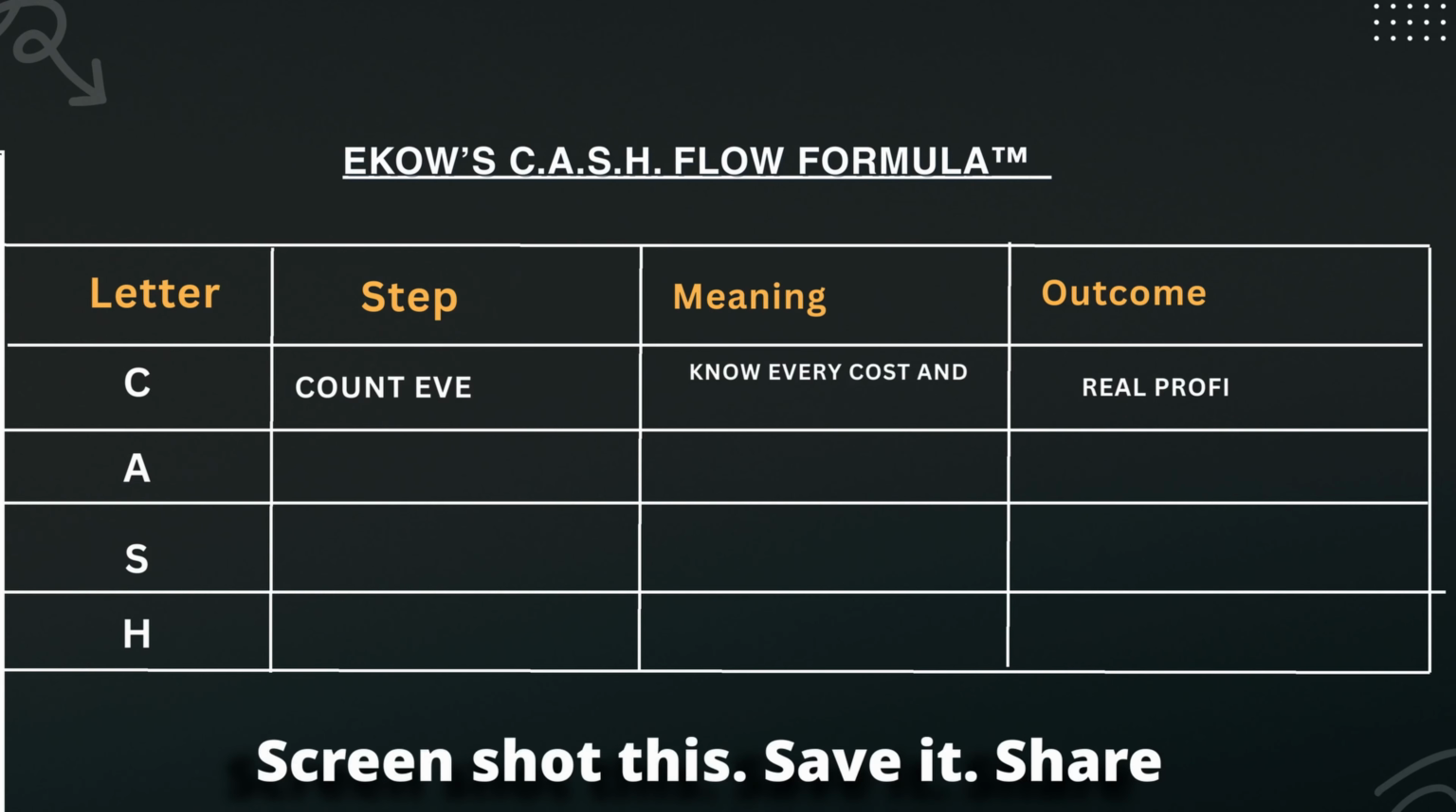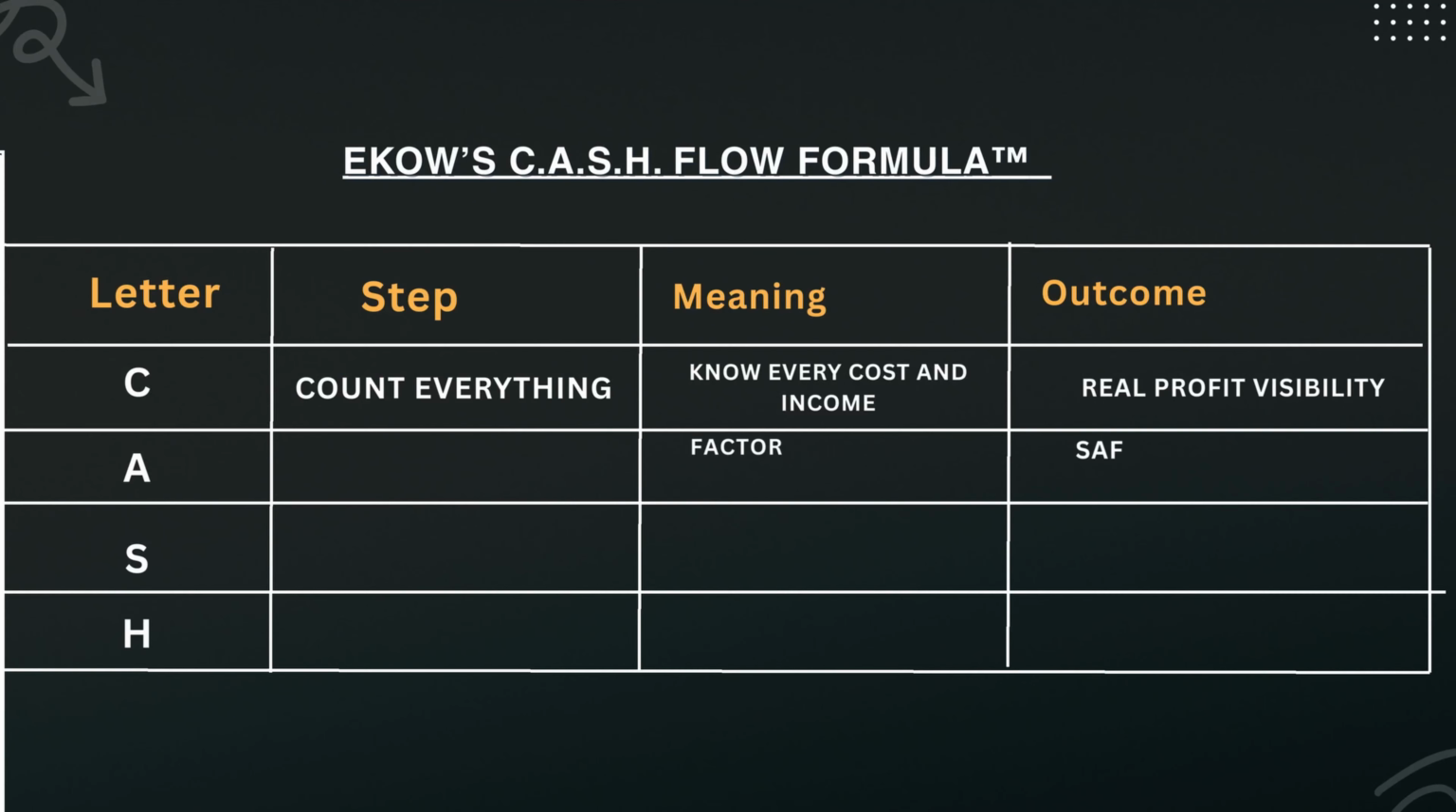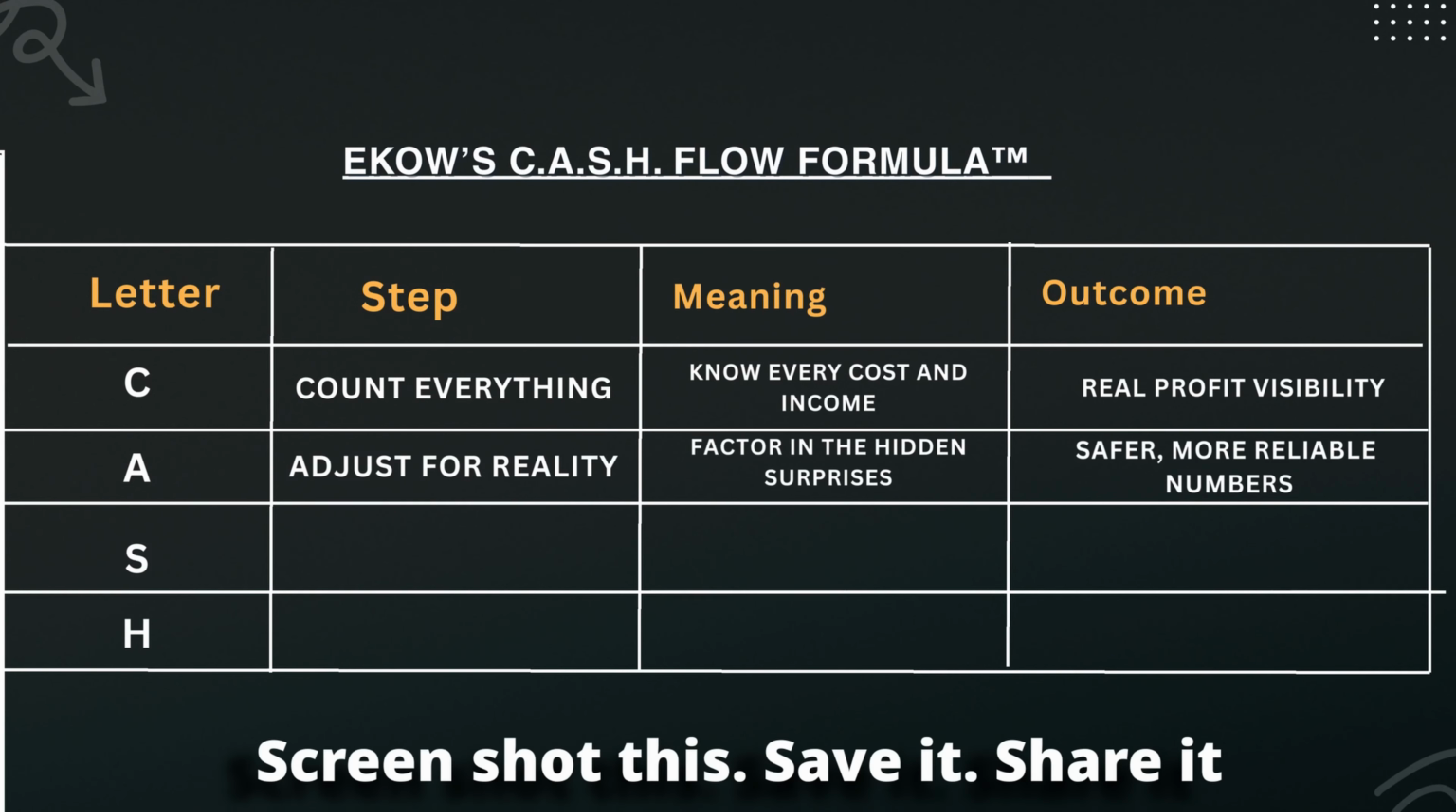C, count everything. Track every rand in and rand out, no guessing. Rent, vacancies, levies, management, insurance, repairs. A, adjust for reality. Don't use perfect month math. Plan for tenant turnover, seasonal dips, and maintenance surprises.